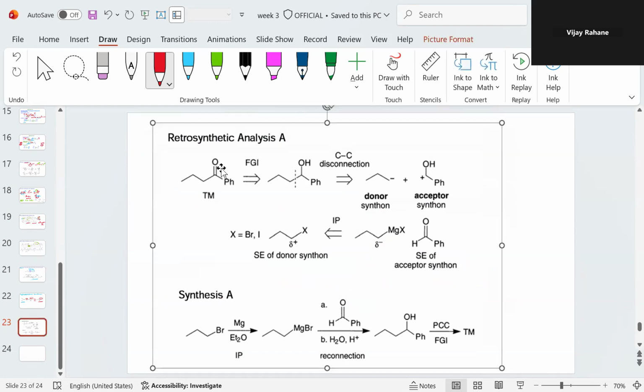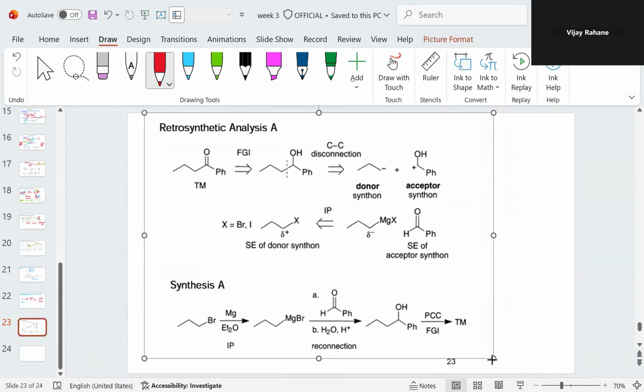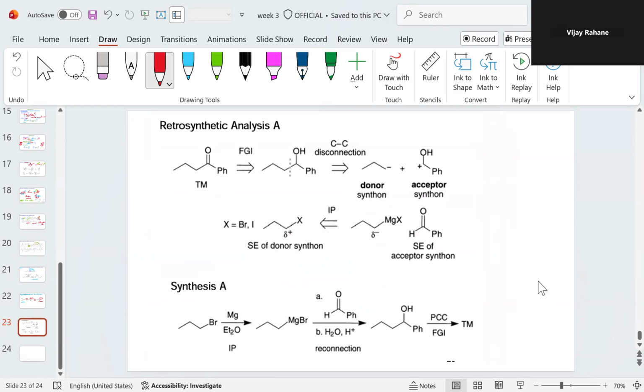Okay, so this is the first example for today's session on retrosynthesis. Let's say this is our target molecule, which contains an alkyl chain with a carbonyl and a phenyl. From the starting material, we have to break this molecule down into the simplest possible molecules. So how is the retrosynthesis of this molecule done?